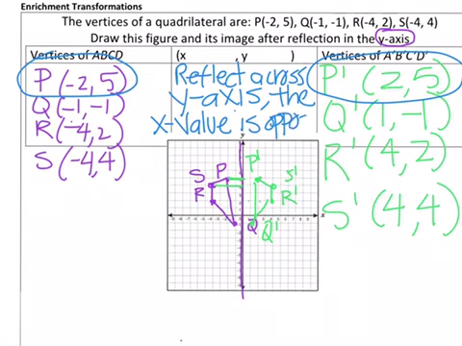So if you guys look at our different points, we had a -2, 5 for our first vertex of P, but then P prime, it became positive 2. For Q, it was -1 and then became positive 1. So whenever we reflect across the y-axis, the x value is going to be the opposite, or its exact opposite. If it was positive, it's negative, negative, it's positive.